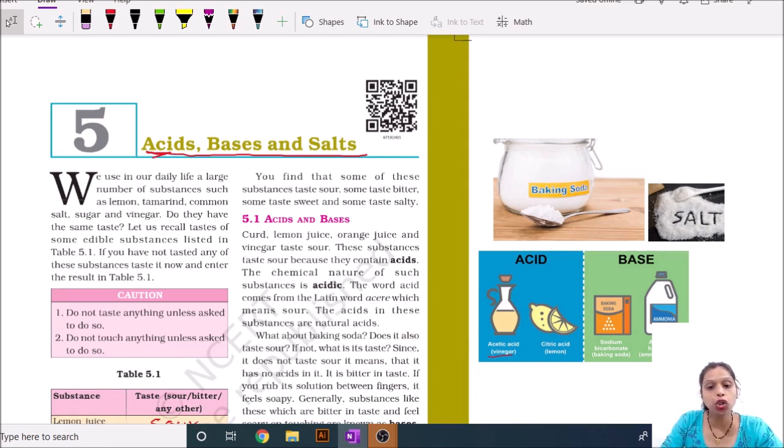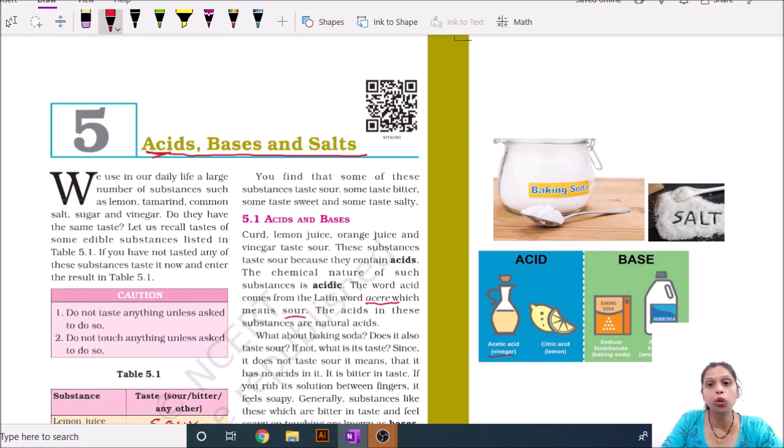The chemical nature of such substances is acidic, and the word acid actually comes from a Latin word acere, meaning sour. Whenever you taste curd, lemon juice, orange juice and vinegar, you will feel that the taste of these substances is sour. That's why these substances are acidic.